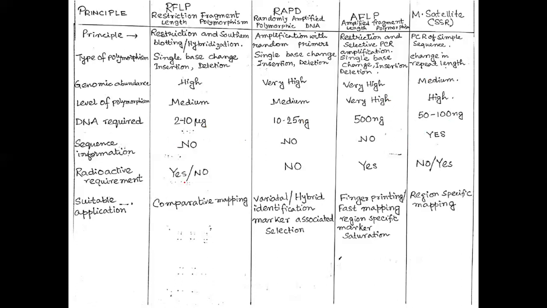And radioactivity may or may not be required. A suitable application for RFLP is comparative mapping, as I told you, between normal versus disease, like this. Marker associated selection can be done in RFLP also, and different kinds of marker associated selection in AFLP also, and here region specific mapping we can do using microsatellite.